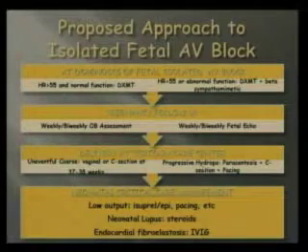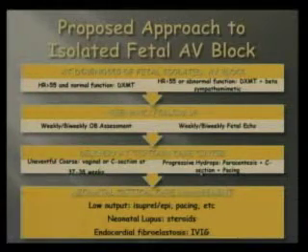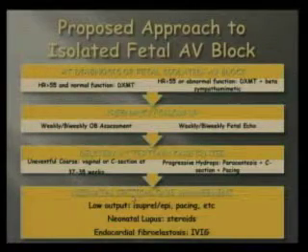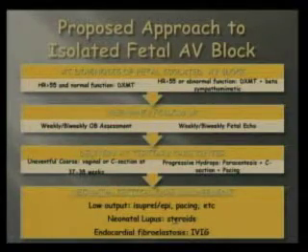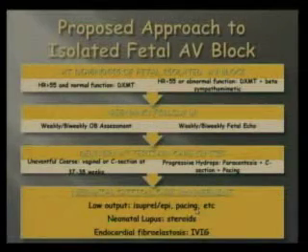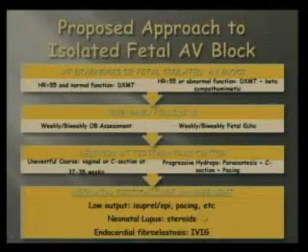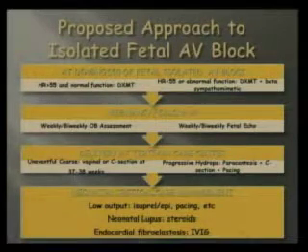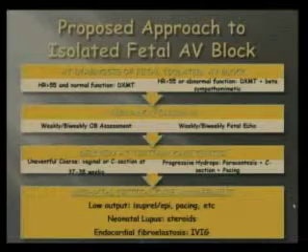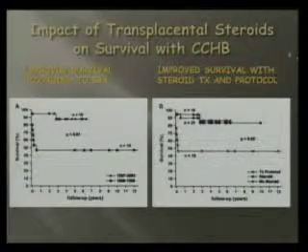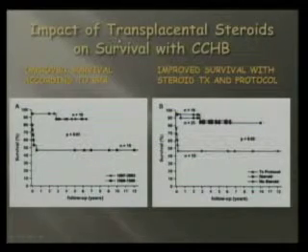If they have progressive hydrops, you can consider delivering them and pacing the baby. The neonatologist will see this. If they see low output, you can treat with isoprel or epinephrine, but pacing is probably going to be necessary eventually. If there's maternal lupus, steroids may be helpful. If they have poor function with fibroelastosis, IVIG has been reported as improving function over time. The impact of transplacental steroids on fetal heart block has improved survival.